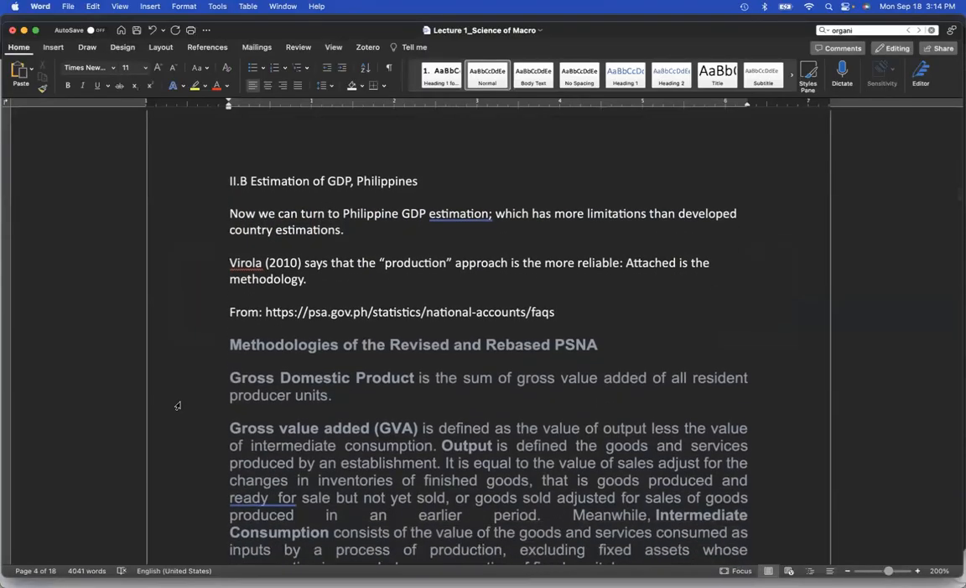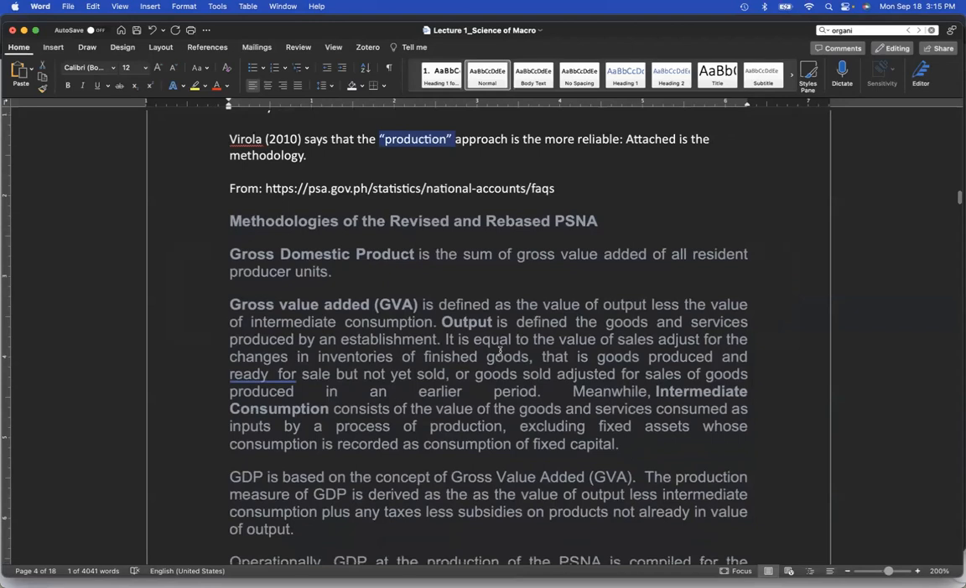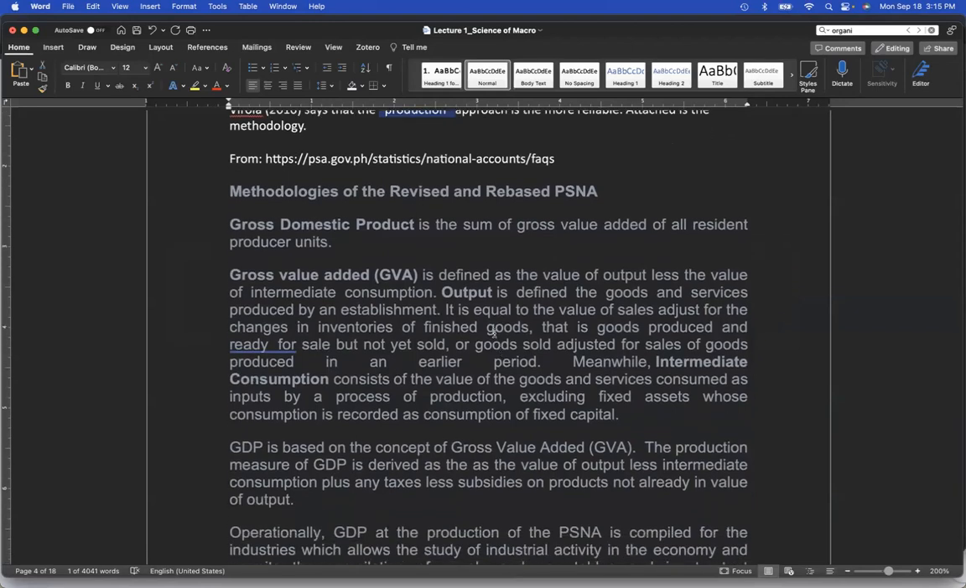Now let's get into some interesting topics about the estimation of GDP in the Philippines specifically. So we can turn to GDP estimation, with much more limitations than developed country estimations. We will be using the production approach. And this is something I expect you guys to know and to have read. All of this comes from the National Accounts FAQ. So I just basically copy pasted it.